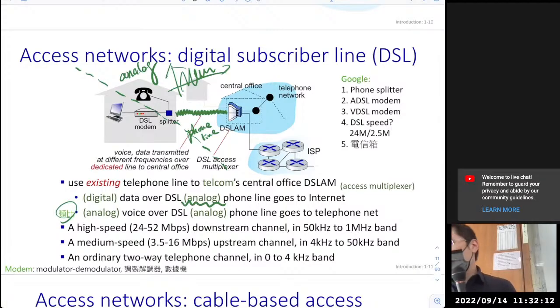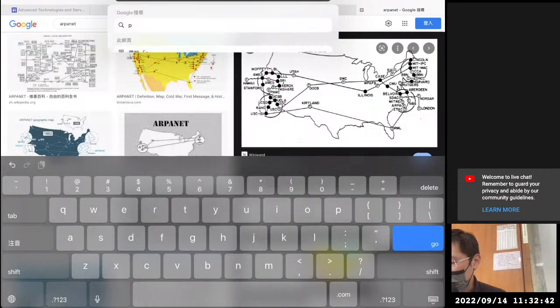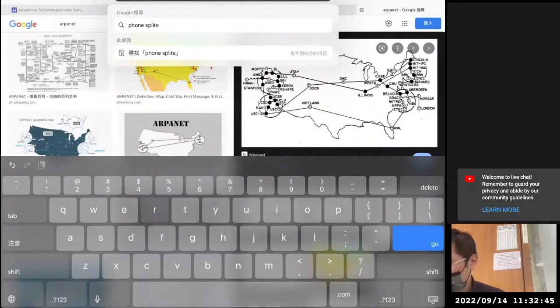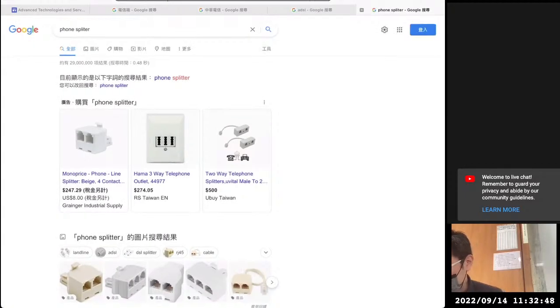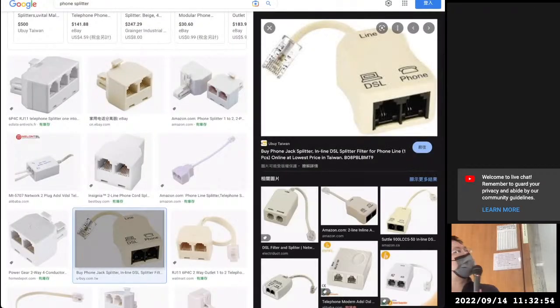So if you go to HiNet and you tell them you want to subscribe to ADSL service, the mechanic, 就是技工哦，they will come to your house and bring two different devices. One is called a splitter. The other is called a DSL modem. Okay, let's take a look at what is a splitter. Okay, phone splitter. It looks like this one.